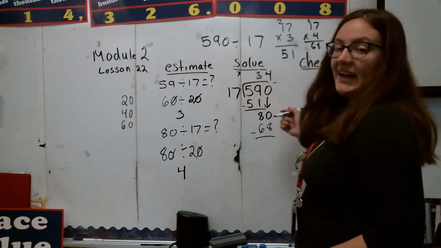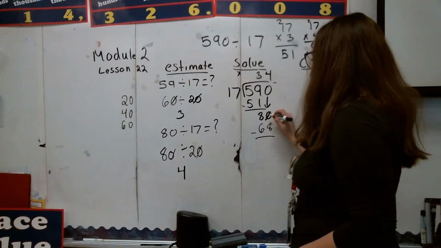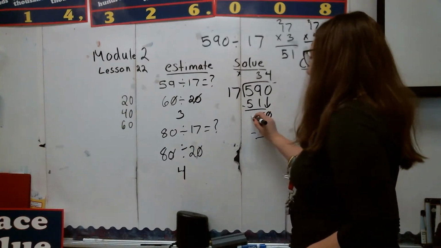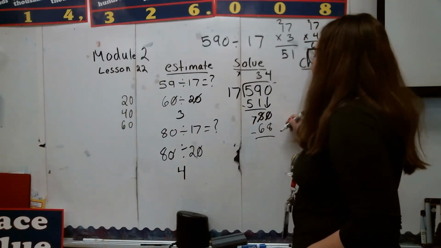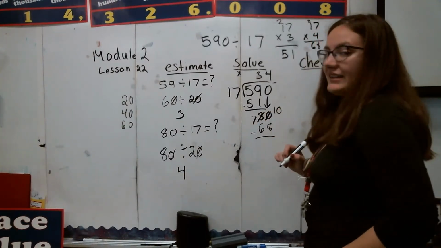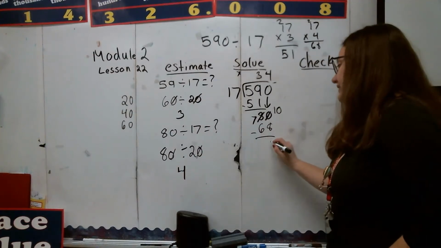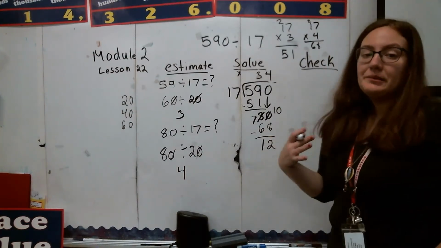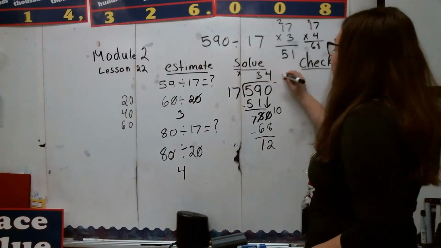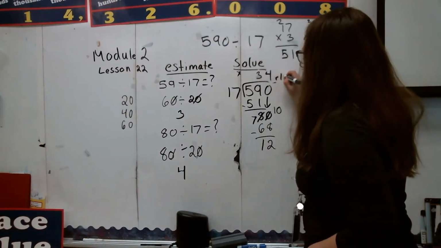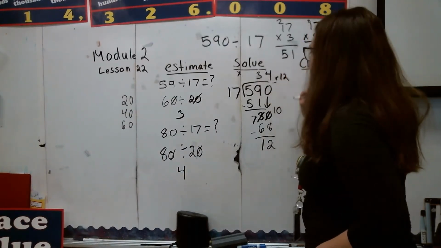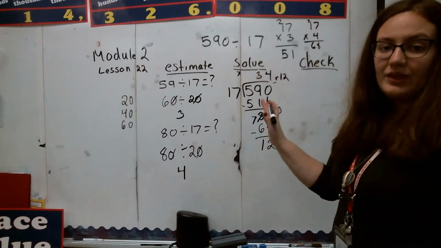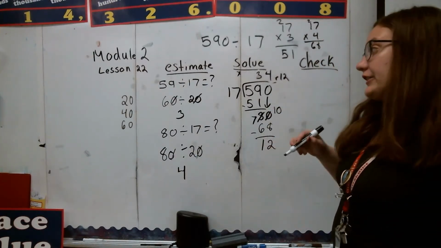I subtract. I cannot do 0 minus 8, so I cross off the 0, cross off the 8 and borrow from it, so it becomes a 7. And then this 0 becomes a 10. So then I do 10 minus 8, which is 2, and 7 minus 6, which is 1, which gives me my final answer of 34, remainder 12. So that is the only difference with these problems today.